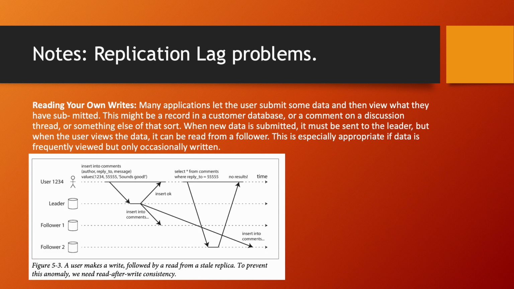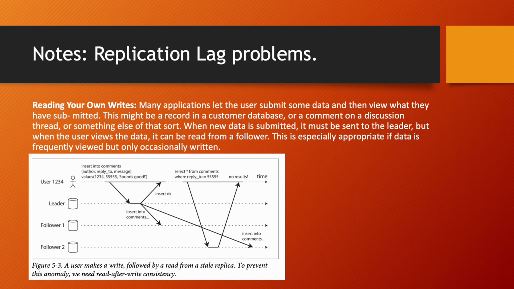Replication lag problems. Continuing with the topic, we have reading your own writes. Many applications let the user submit some data and then view what they have submitted. This might be a record in a customer database or a comment on a discussion thread or something else of that sort. When new data is submitted, it must be sent to the leader, but when the user views the data, it can be read from a follower. This is especially appropriate if the data is frequently viewed but only occasionally written.